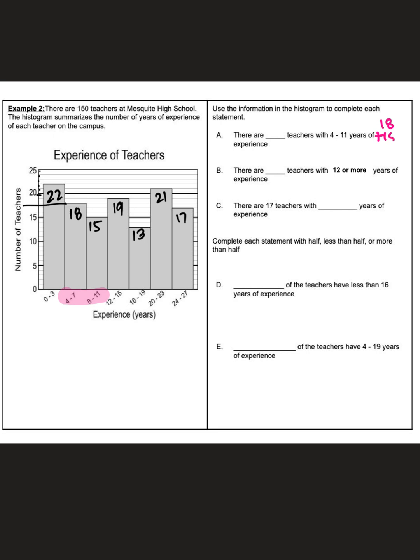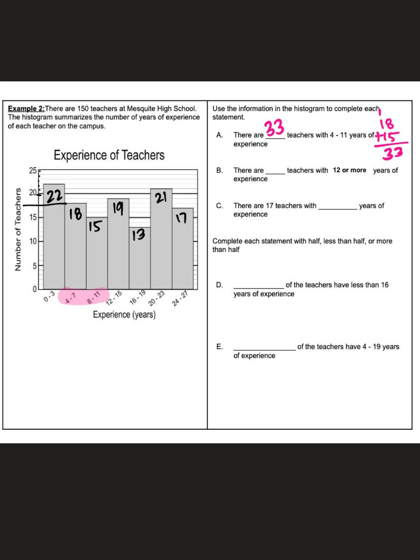Good, I need to do 18 plus 15. Well, 8 plus 5 is 13, carry the 1, 1, 2, and 3. So there are 33 teachers with 4 to 11 years of experience. Let's move on to the next one.